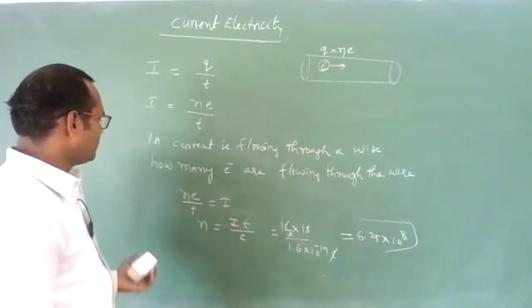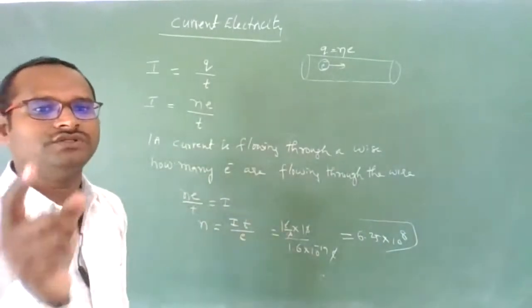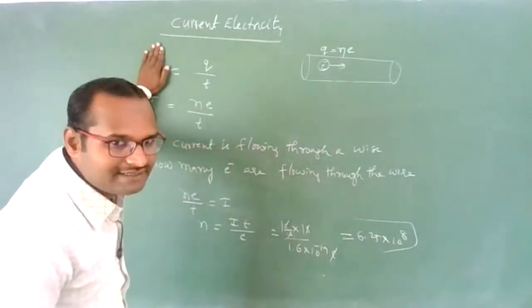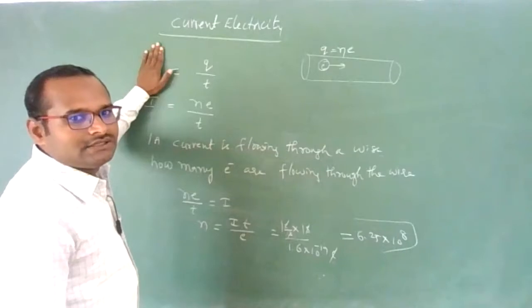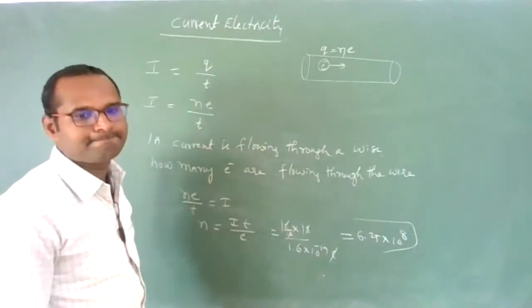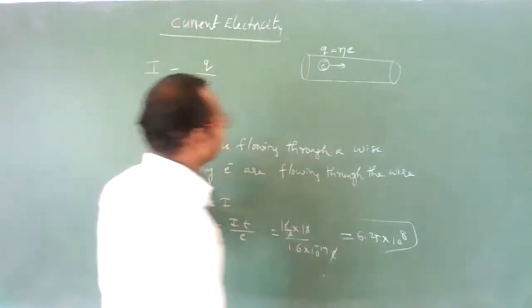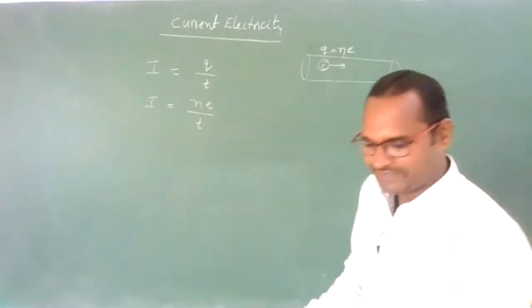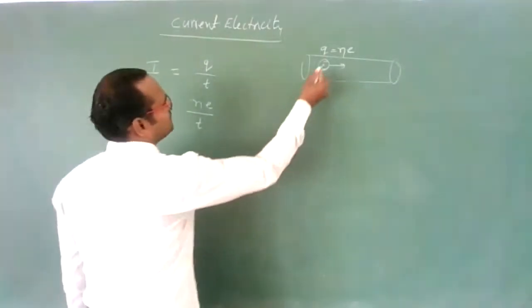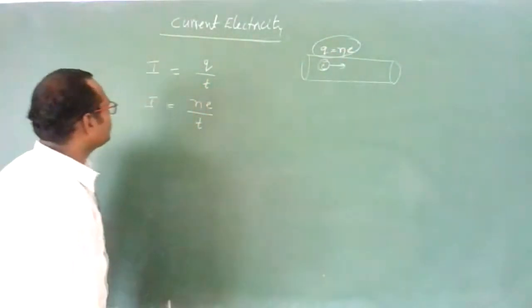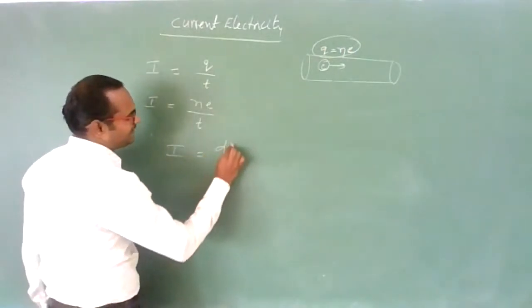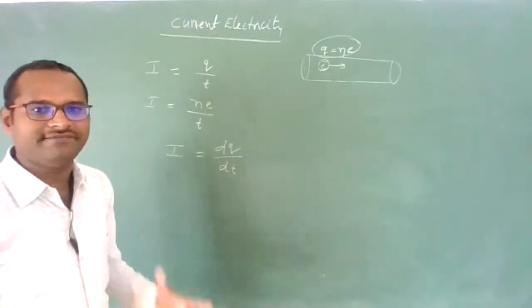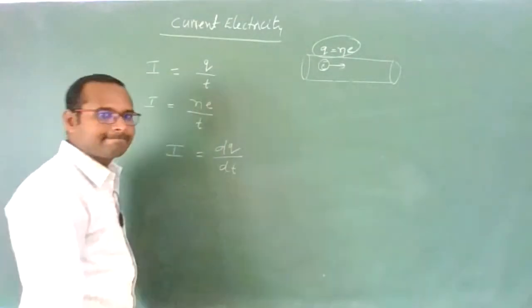Now, electric current is nothing but the amount of charge flowing through a wire per unit time. It can be written as Ne by t. Sometimes, for a small displacement, the charge flowing through the wire may not be uniform. Then how to find current? I can be written as dq by dt also. This is nothing but the rate of flow of charge. dq by dt also we can define. Clear?